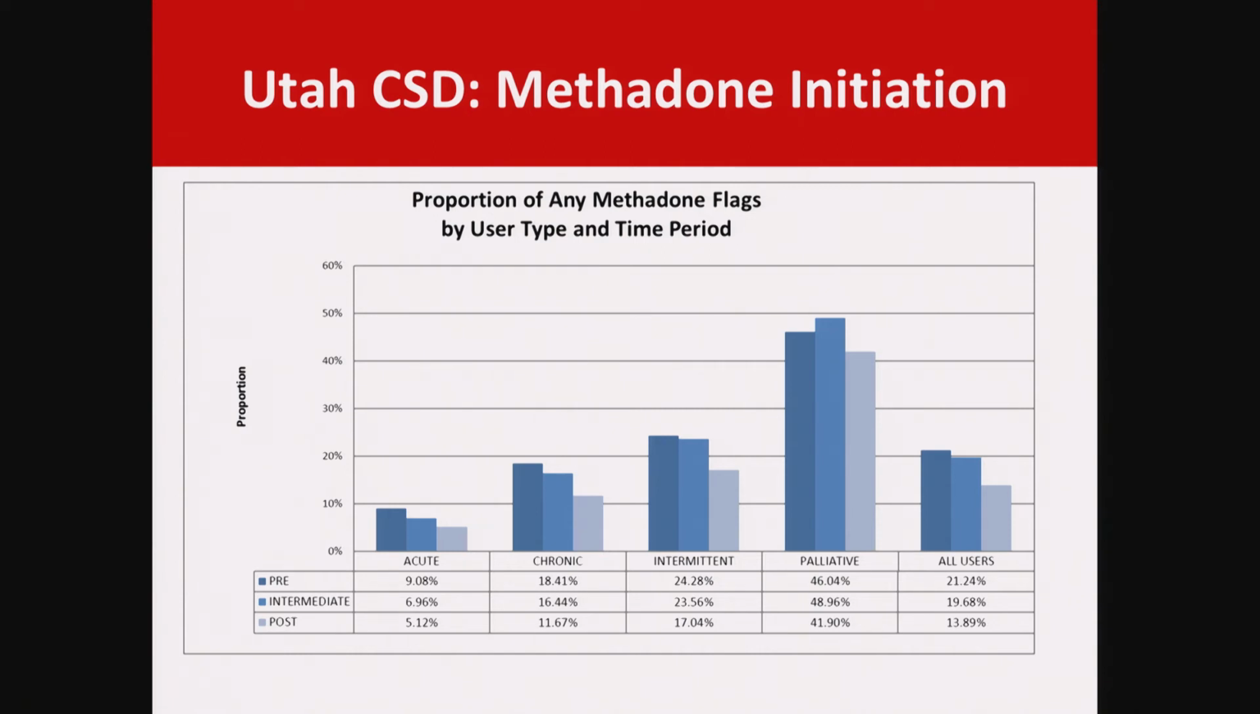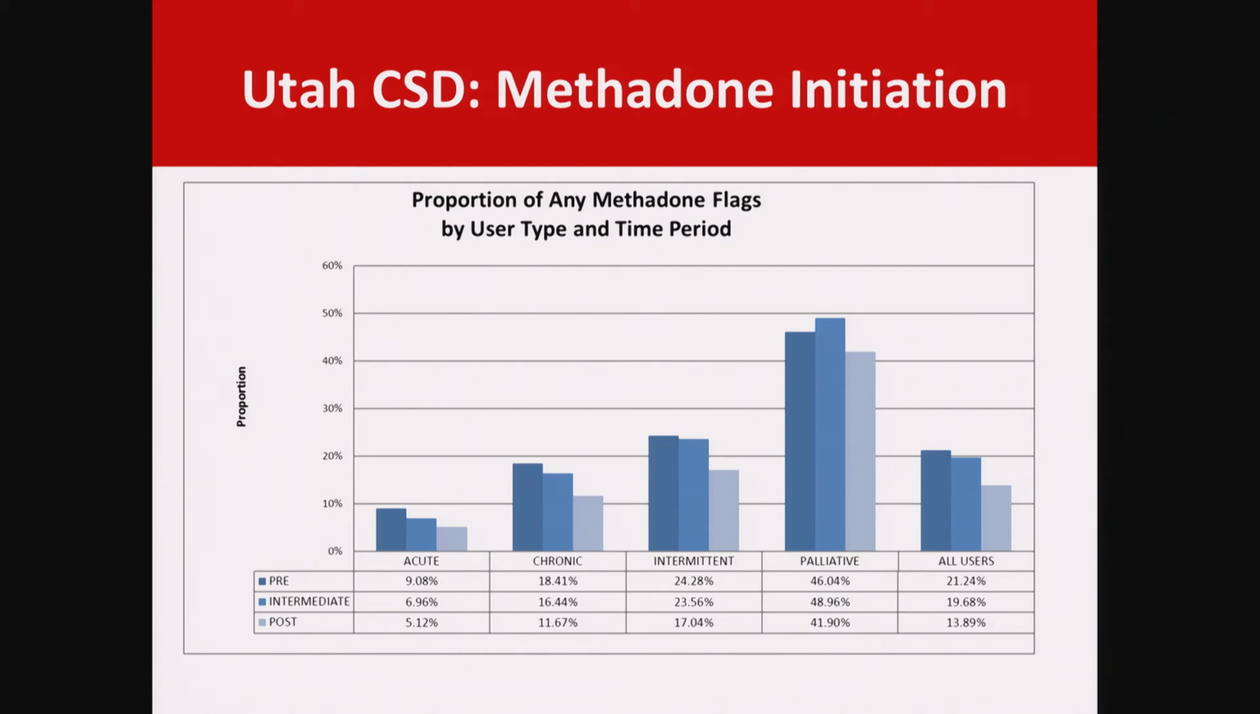And then the 3 columns of decreasing color show the time periods. Pre-guidelines on the left, intermediate guidelines period when they'd been disseminated but not yet published, and then the post-guidelines period on the right in the lightest color. And then the vertical axis is proportion of patients whose history includes a guidelines violation.